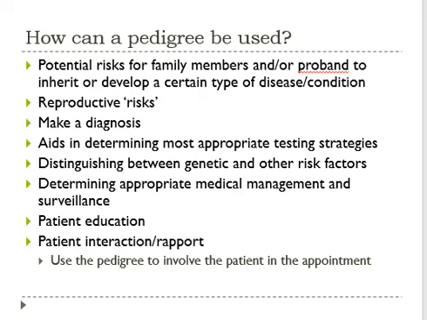So how can the pedigree be used? Well, you can look for potential risks for family members and or proband to an inherited disorder to develop, determine reproductive risks, help in making a diagnosis, aid in determining most appropriate testing strategies, distinguish between genetic and other risk factors, determine appropriate medical management and surveillance. It's very helpful in patient education as well as interaction and rapport. It helps the patient feel as if they're part of the whole system.